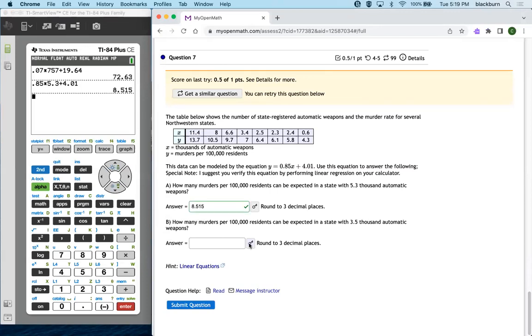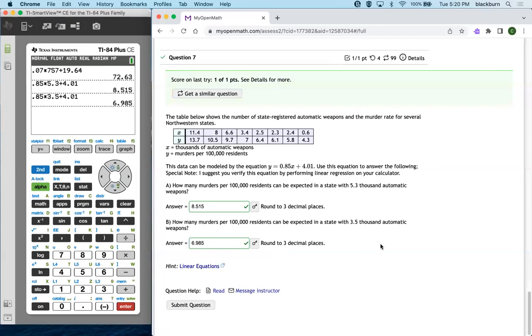All right. Then I'm going to put 3.5 in for X. So 0.85 times 3.5 plus 4.01. And I get 6.985. So 6.985 murders per 100,000 residents if there's that many weapons in the community. And there you have it. That's the some select problems. I mean, the ones I didn't go over were pretty much like the ones I did go over. So we should be able to use those to take care of it. All righty. That's it.